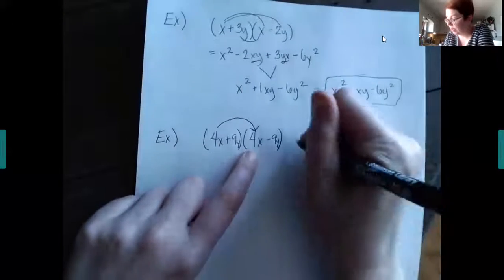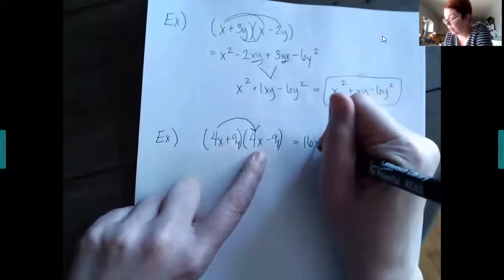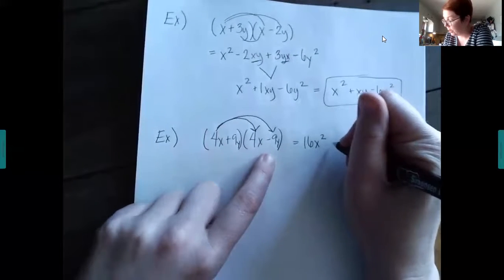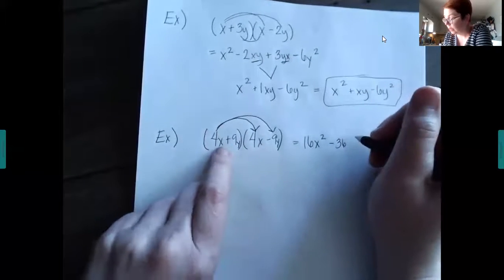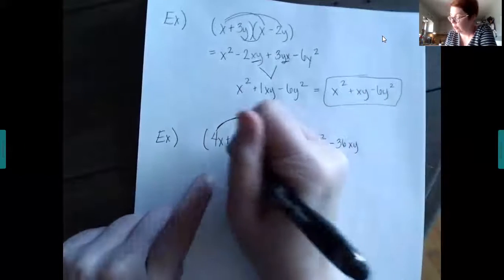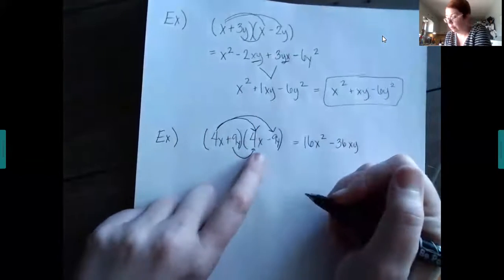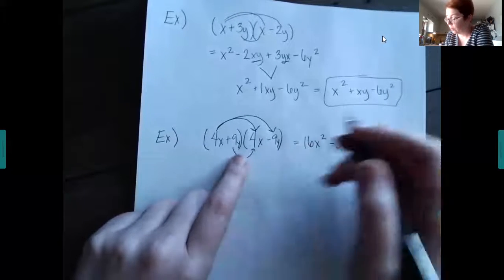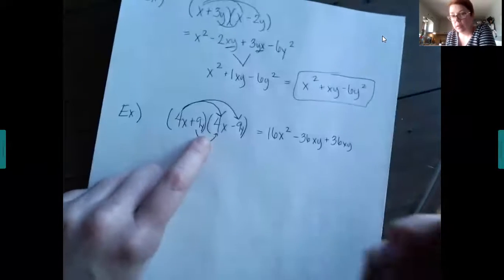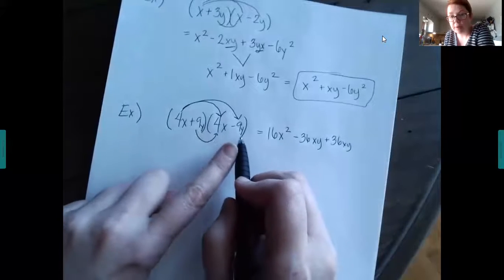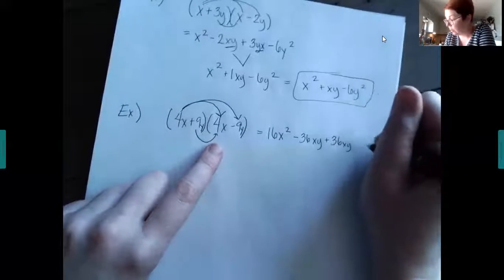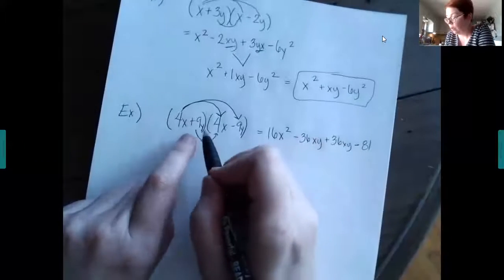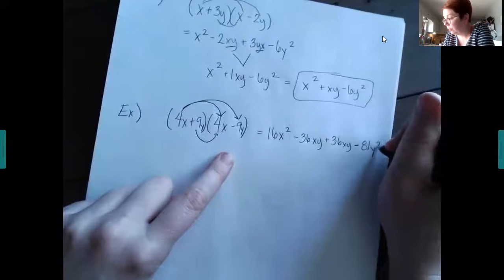So 4 times 4 is 16. x times x is x squared. 4 times 9 is 36, x and y together. 9 times 4 is 36. Positive, positive. Again, x and y together. And then 9y times minus 9y, so 9 times 9 is 81. Positive times a negative is negative. y times y is y squared.